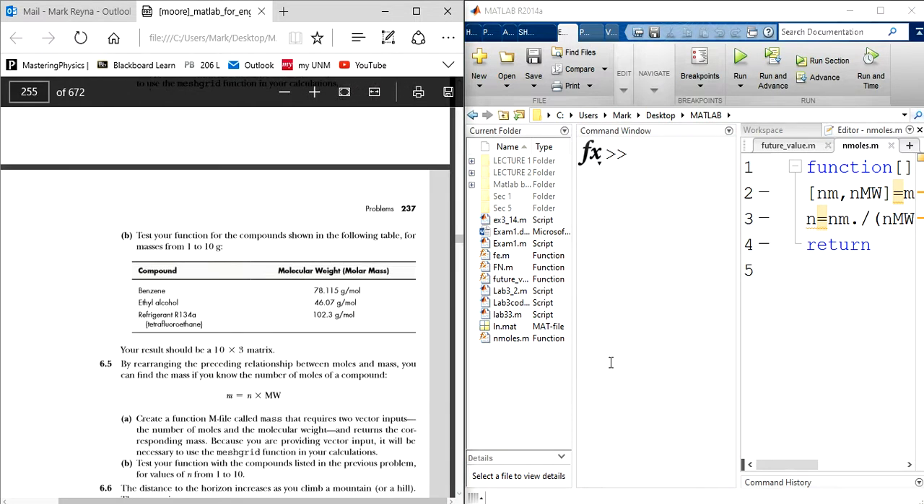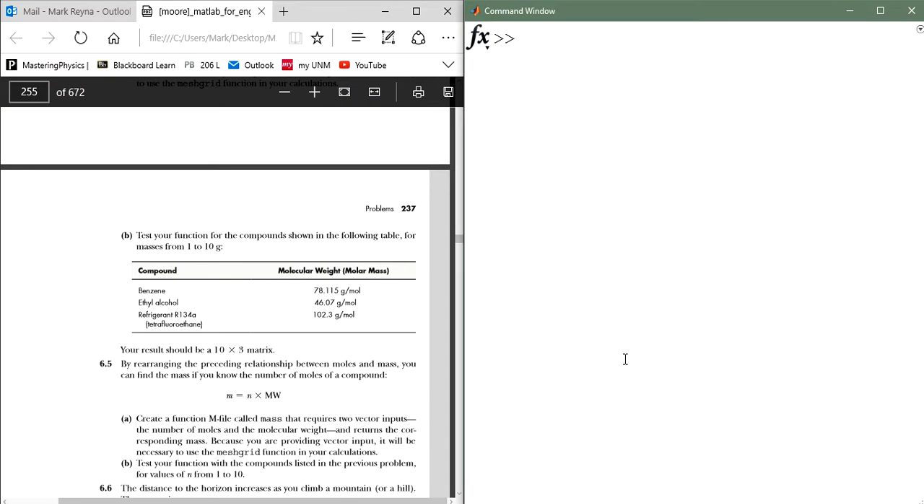Test your function for the compound shown in the following table for masses from 1 to 10 grams. For benzene, ethyl alcohol, refrigerant R134a. I'm not even going to try to say it. Tetrafluoroethane. That sounds right. So let me undock this to show you what I'm going to write. I'm assuming that they want us to go from 1 to 10, counting by ones.